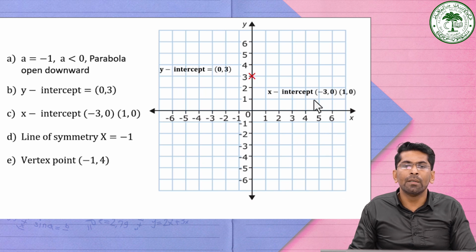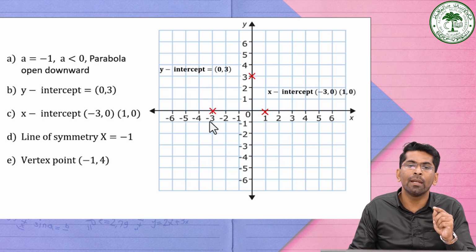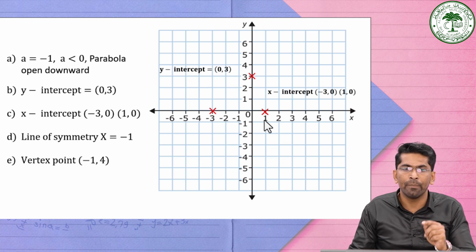Then the x-intercept terms are minus 3, 0 and 1, 0. See, this is minus 3 here. When y is equal to 0, then x is equal to 1. That means this particular parabola is crossing the x-axis at two points, that is minus 3 and 1.